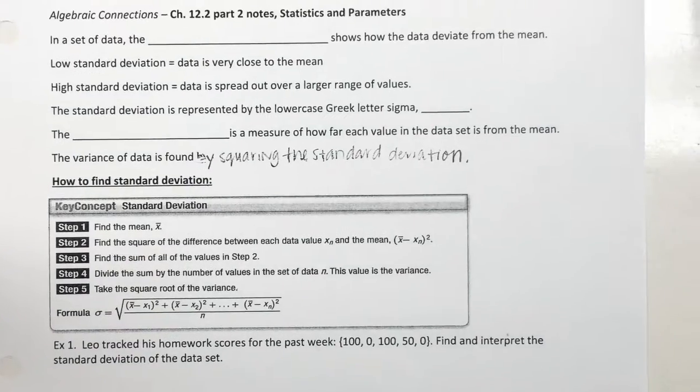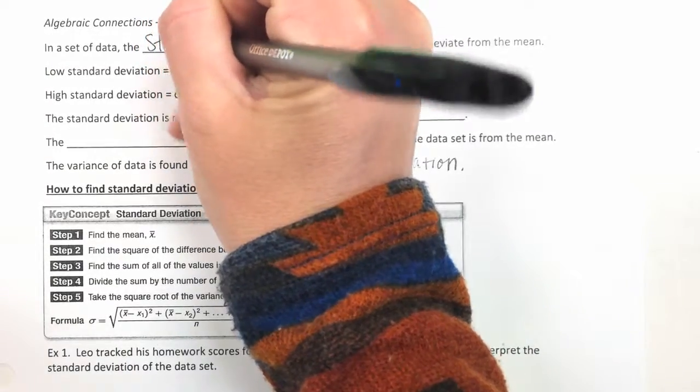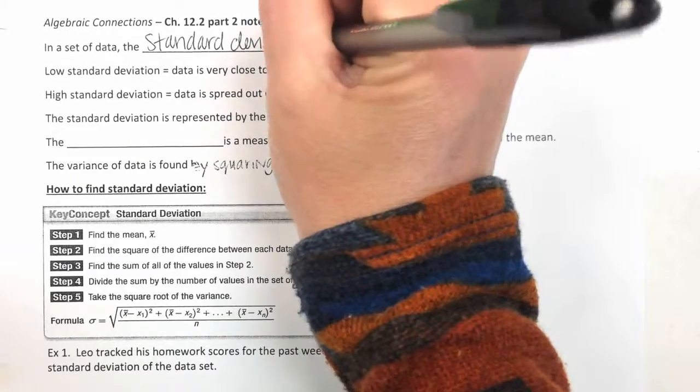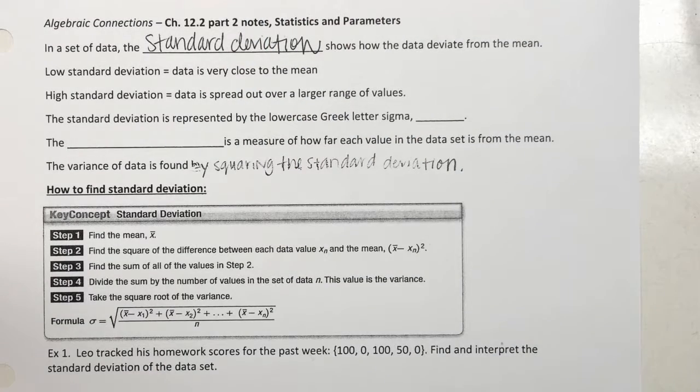Alright, so in a set of data, the standard deviation, that's what we're going to be talking about today. Standard deviation shows how the data deviates from the mean. So it shows how much it's different from the mean.